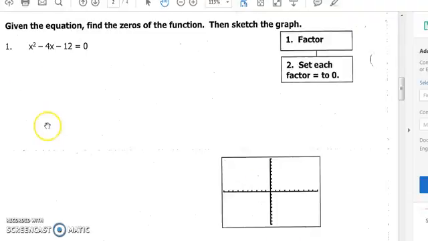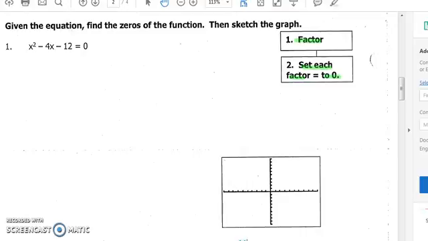Please turn the paper over, and we're going to do the next problem. Given the equation, find the zeros of the function, then sketch the graph. First, you're going to factor. So please highlight here, factor. Second, you're going to set each factor to 0. And then we're going to sketch over here, okay?